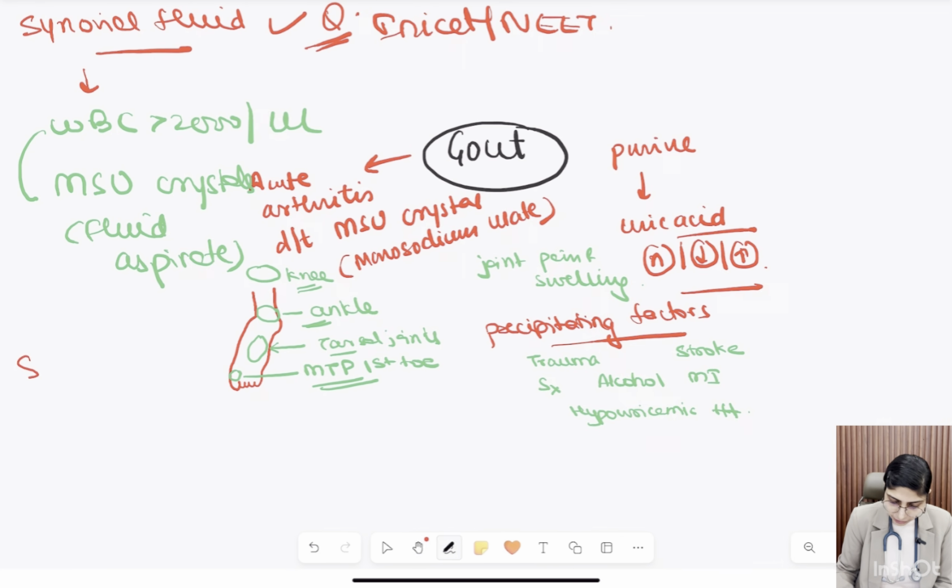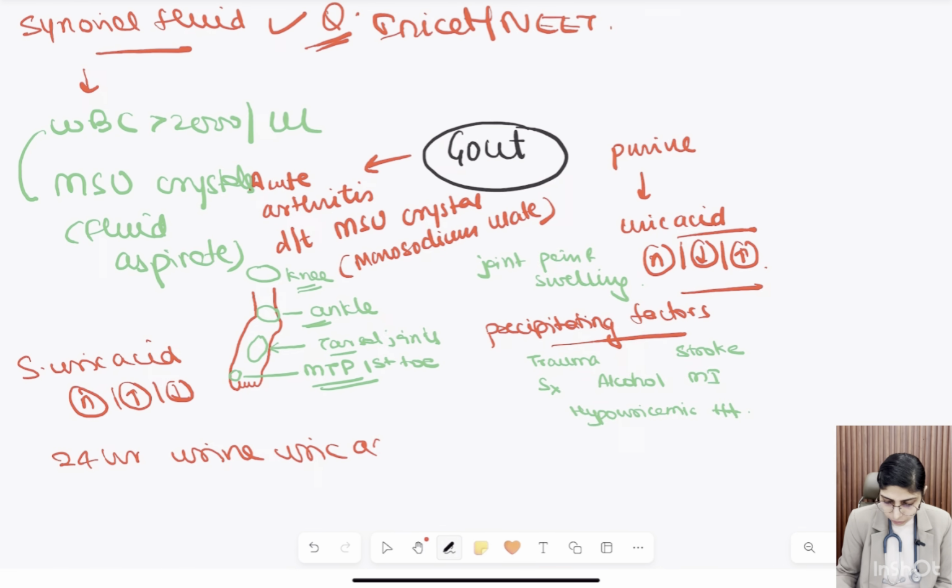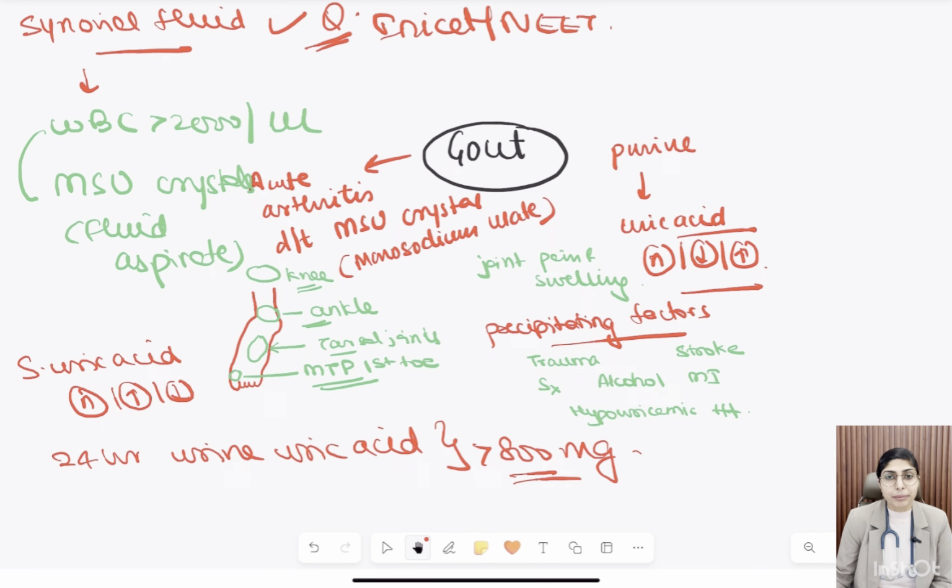Now, if we talk about blood levels, then serum uric acid can be normal, can be high, can be low. Then if we talk about 24-hour urine uric acid, this is important. If it exceeds more than 800 milligram, this is very specific for gout. It can also lead to deposition of uric acid in the kidneys and thus lead to kidney stones, right? And then if you do an X-ray of the joint, what will you find?